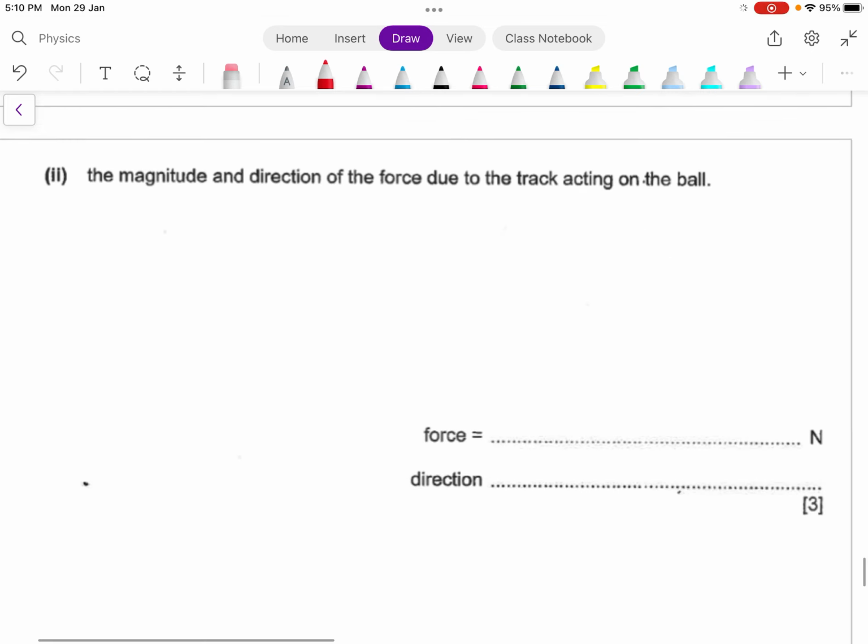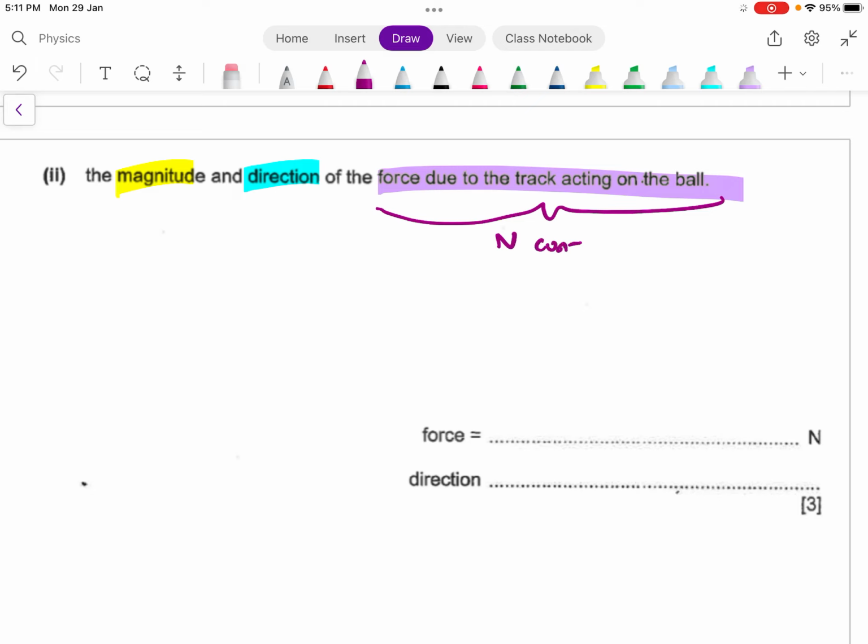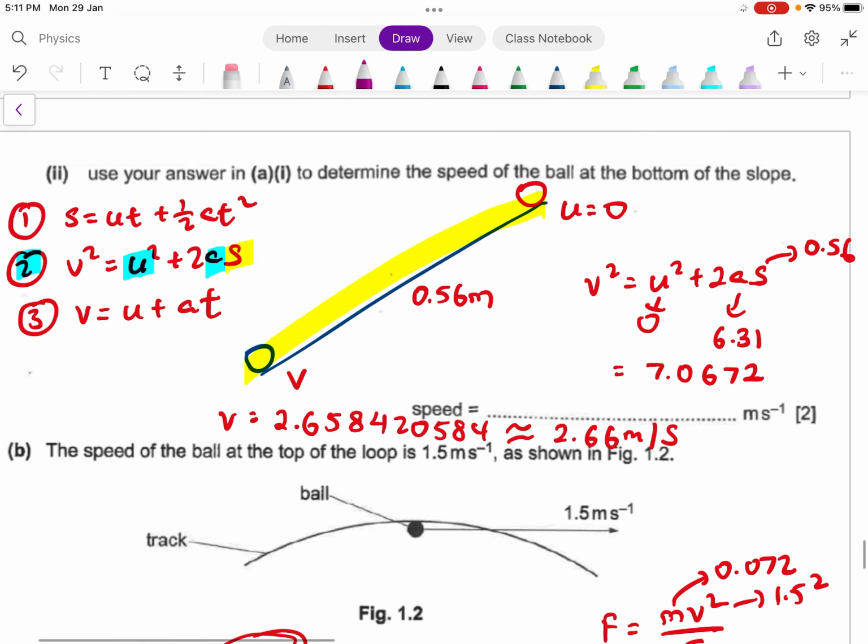This one more challenging. So part 2, determine the magnitude and the direction of the force due to the track acting on the ball. So this is the keyword, the force due to the track acting on the ball, meaning that this purple color highlighted statement is the normal contact force. Okay, so let's go back to the diagram.